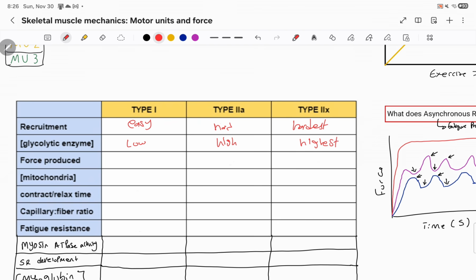What about the force production? Well, again, that has to do with the diameter of the fiber, right? Fiber type diameter is bigger in a type 2X, so we will have the highest force production. Why? Because it can stack more myofibrils. We already talked about this. So low, high, and highest.